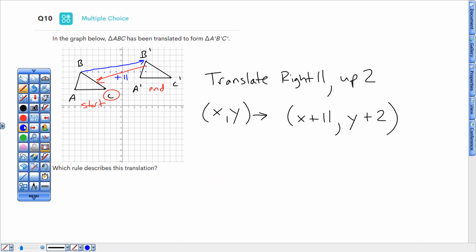All right, here we go. Let's draw this one right here. Let's put the marks right on this guy right here. So describe that translation.